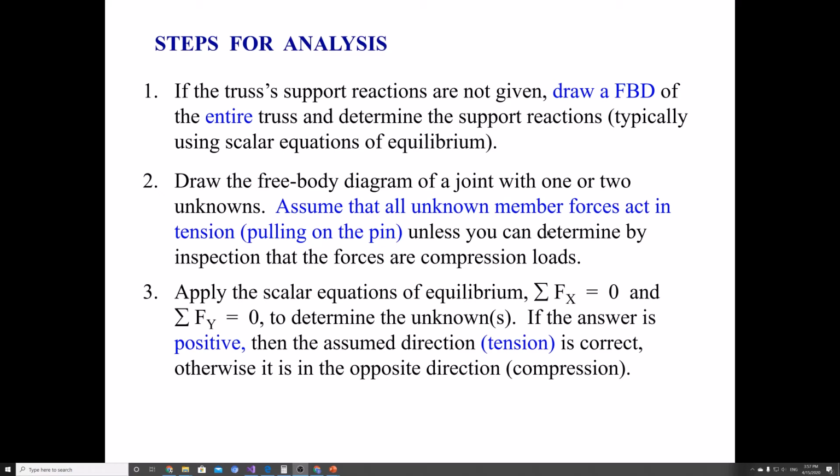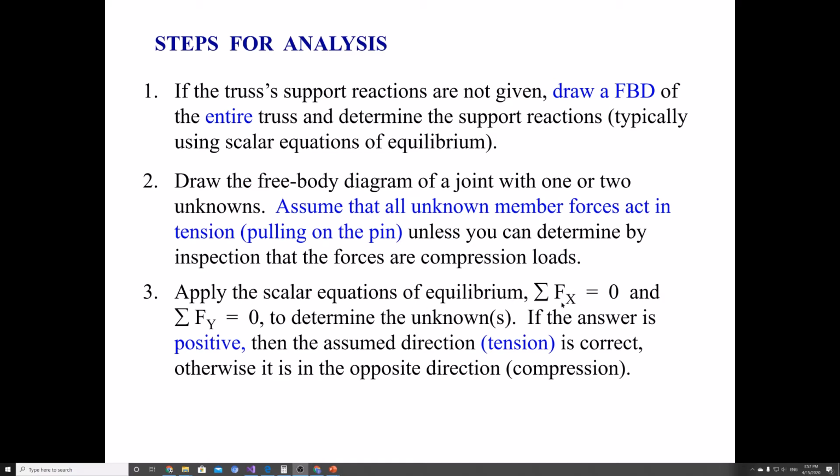You might also look at it and determine that they're in compression. But otherwise, you can do this, and this follows the same rules as before. If you go through and solve it, and it turns out that the force you solve is negative, really it's telling you it's the force in the other direction. So we need to pay attention to that as we go through.